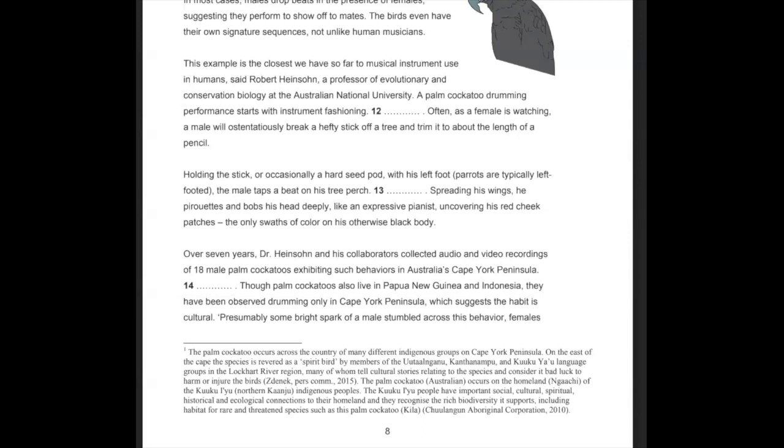Holding the stick, or occasionally a hard seed pod, with his left foot (parrots are typically left-footed), the male taps a beat on his tree perch. The keyword there is the fact that he is tapping a beat, so he's basically drumming. Missing sentence. Spreading his wings, he pirouettes and bobs his head deeply, like an expressive pianist, uncovering his red cheek patches, the only spots of color on his otherwise black body.